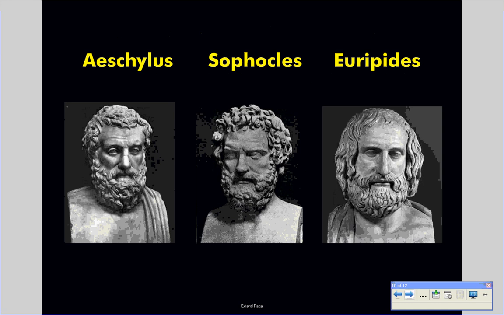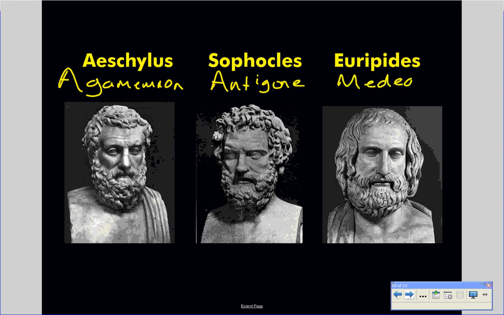I have no idea if these guys actually look like that. I'm sure the sculptors didn't even know if they looked like that. But these are the sculptors' representations of the three most famous Greek tragedians, and by most famous I mean the guys whose work we have. Very little survives, but we have complete, intact plays from these three playwrights, Aeschylus, Sophocles, and Euripides. Aeschylus, writer of Agamemnon. Sophocles, writer of Antigone. And Euripides, writer of Medea.